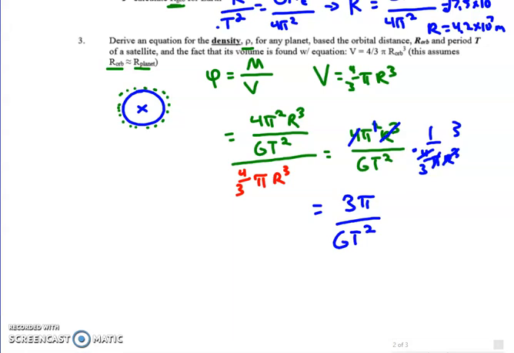And so that satellite can measure the period, square it, multiply it by the universal gravitational constant, and then use the 3 pi. You've got the density of that planet. That's pretty cool. So from here on are just practice problems.